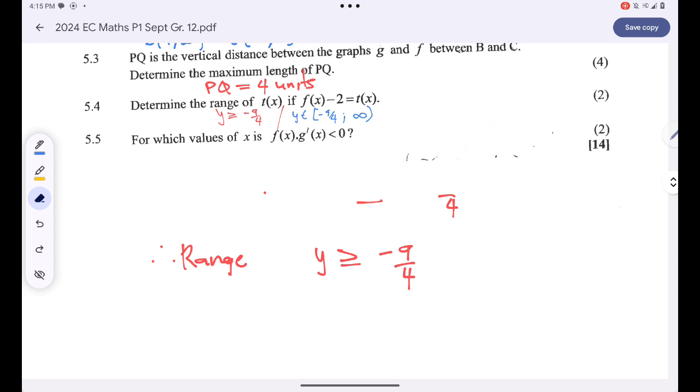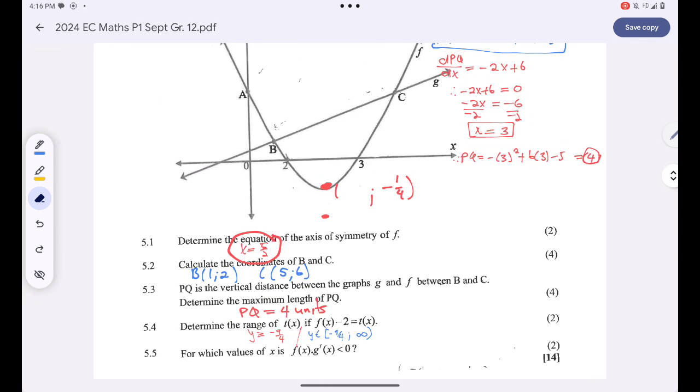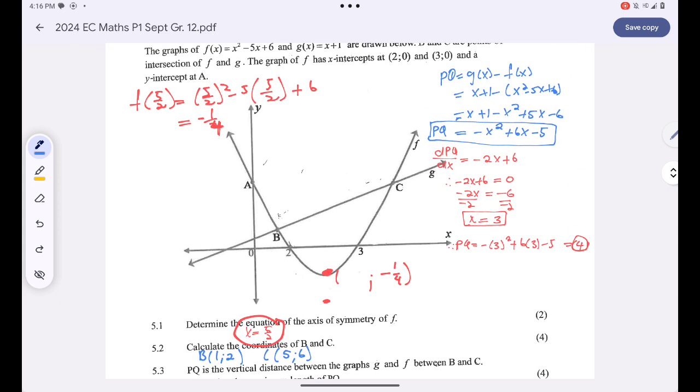And now we are being asked the values of x for which the product of f and the derivative of g is less than 0. The derivative of g, guys, is forever positive. Are you together? The derivative of g is forever positive. And this statement simply says I am multiplying two things and the answer is negative. So that simply means the two things I'm multiplying do not have the same signs. One of them is positive, whereas the other one is negative.